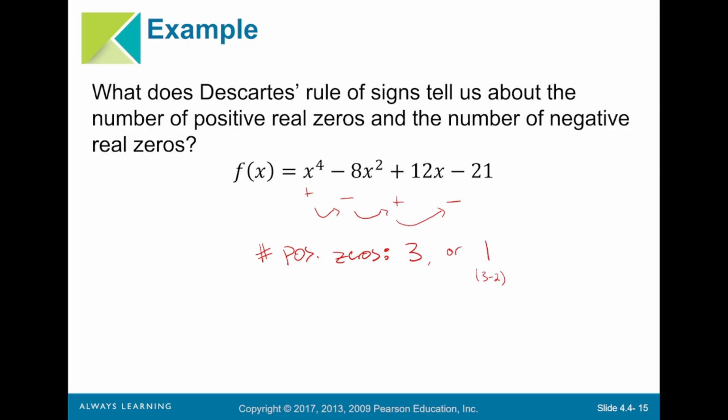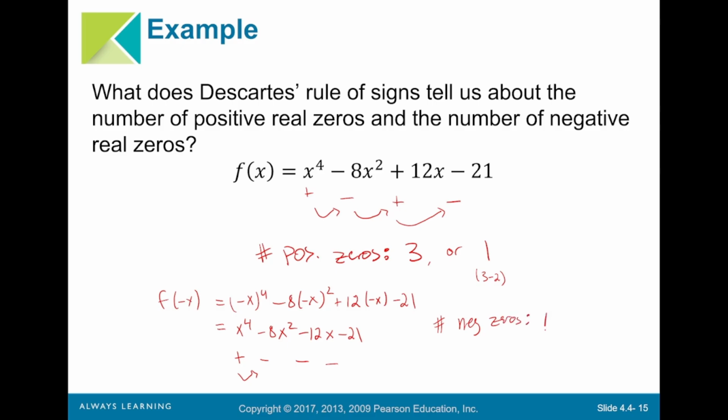Now let's talk about the negative. Let's look at f of negative x. Well, that's negative x to the 4th minus 8 times negative x squared plus 12 times negative x minus 21. And that gives us x to the 4 minus 8x squared minus 12x minus 21. That's a plus, minus, minus, minus. So that's only one change in sign. Well, then the number of negative zeros is just 1.